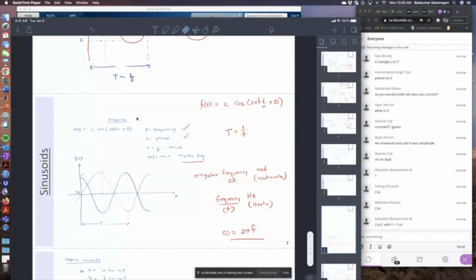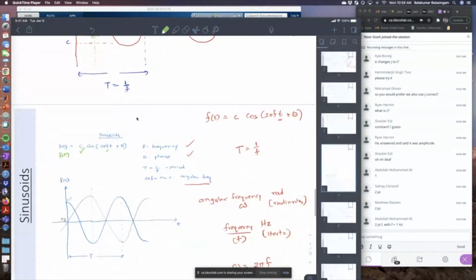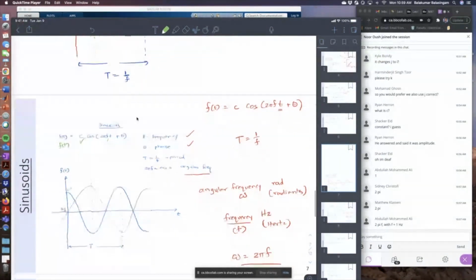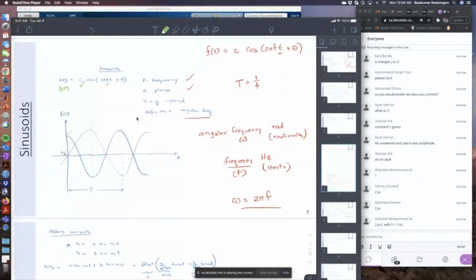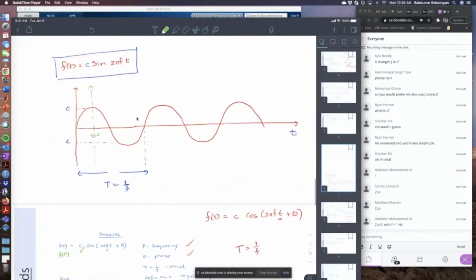So now you know what is C. C is the amplitude, and f is the frequency, t is the time axis. You compute it as a function of t, because with time, it just keeps moving. And then theta is the phase difference. So everything that I explained here is shown in this diagram. Wait a second.